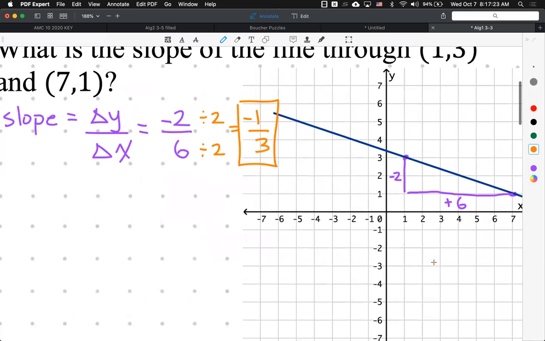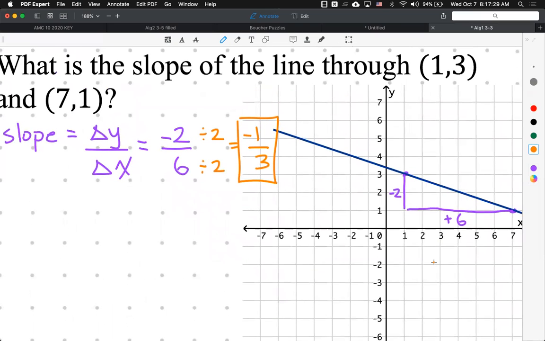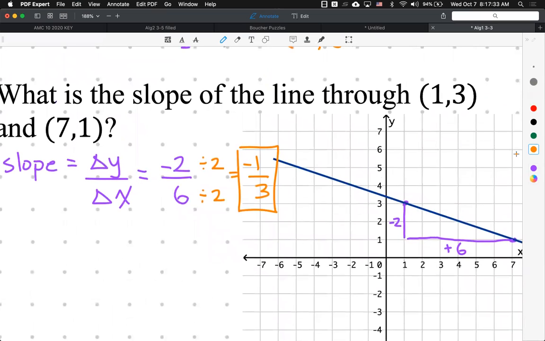So again, now try to ignore the graph. Maybe put your hand over your graph if you want. If you only have the numbers (1, 3) and (7, 1), what would you do? First, I'm going to say the first point is my first point. So this is going to be my x1 and my y1. The second point, obviously, is going to be my x2 and my y2.